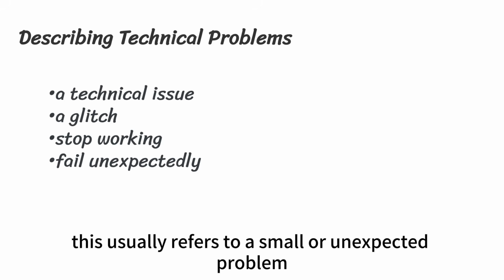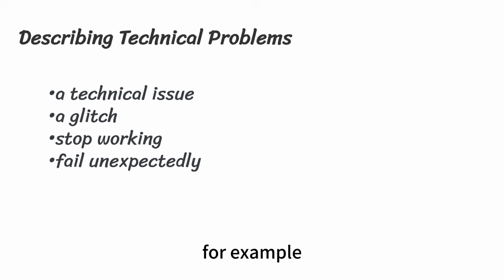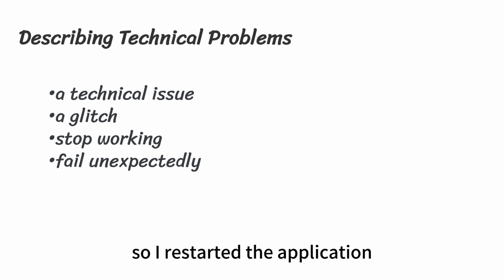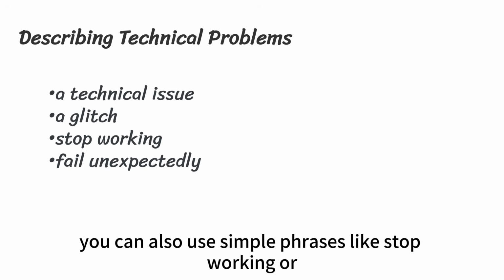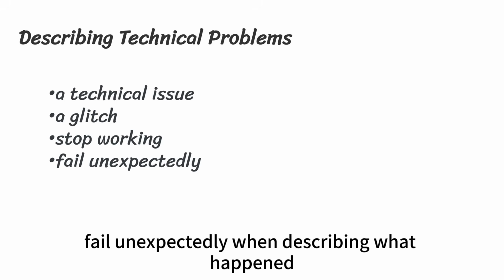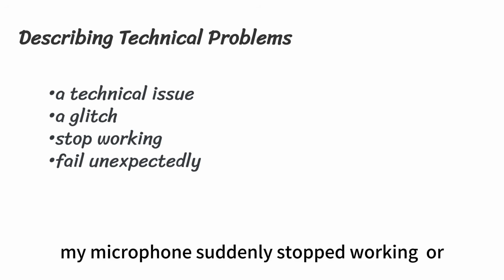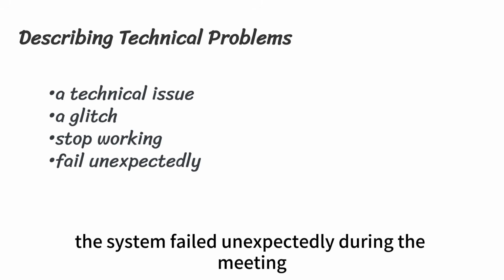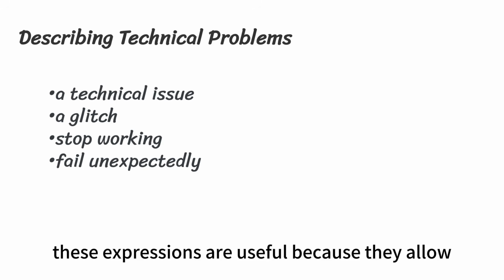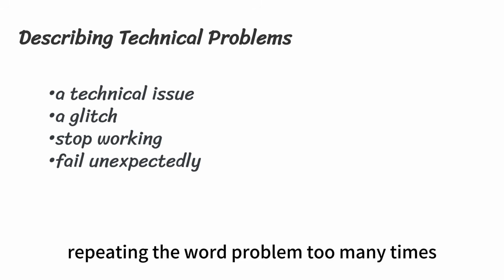This usually refers to a small or unexpected problem, especially with software or digital systems. For example, if an app suddenly closes or a feature stops working, you could say, I thought it was just a minor glitch, so I restarted the application. You can also use simple phrases like stop working or fail unexpectedly when describing what happened. For example, my microphone suddenly stopped working, or the system failed unexpectedly during the meeting. These expressions are useful because they allow you to describe the problem clearly without repeating the word problem too many times.